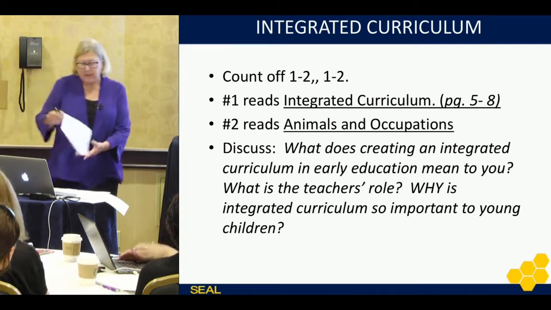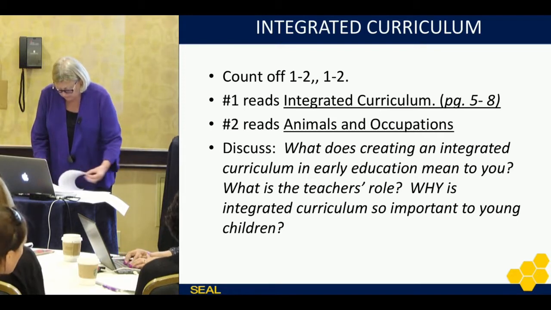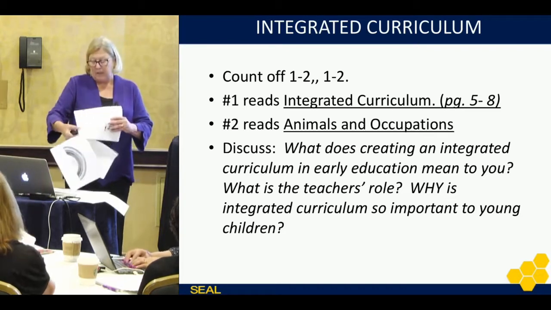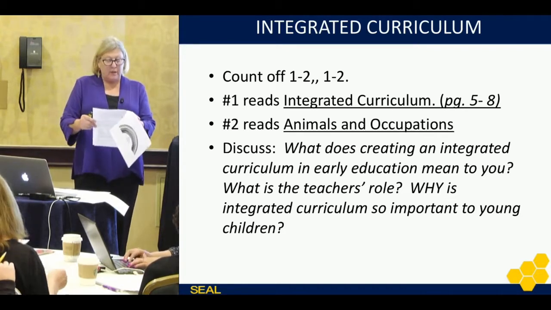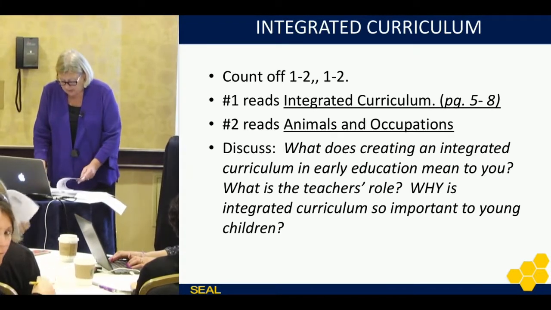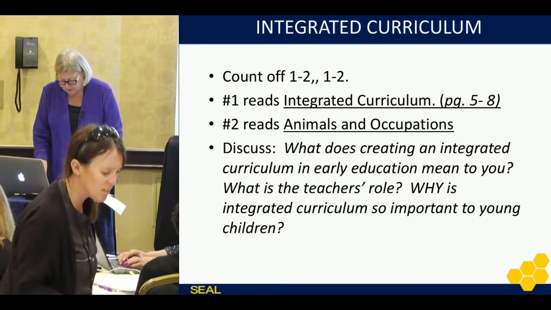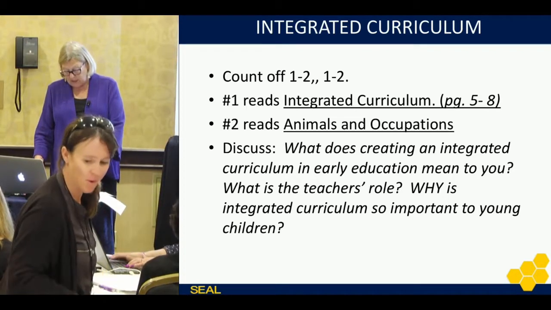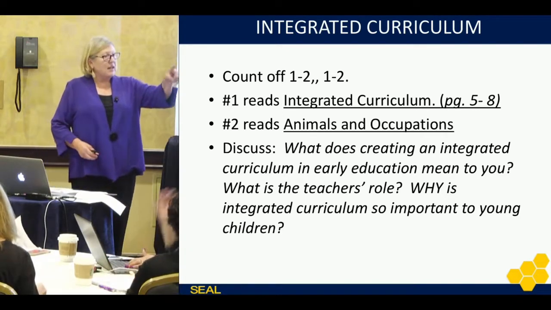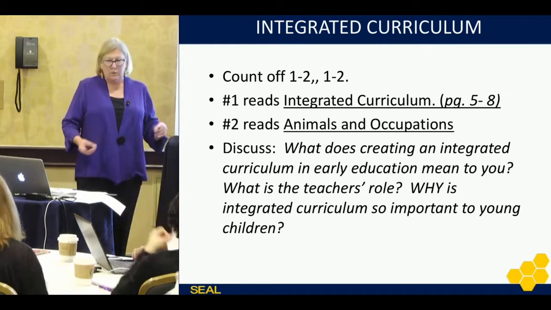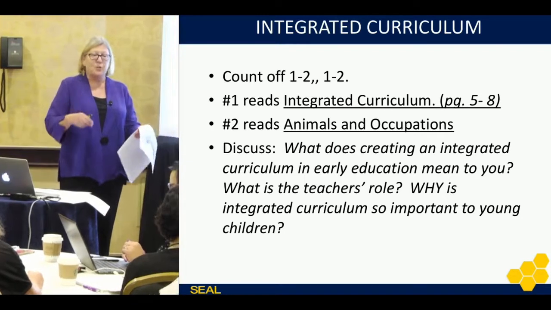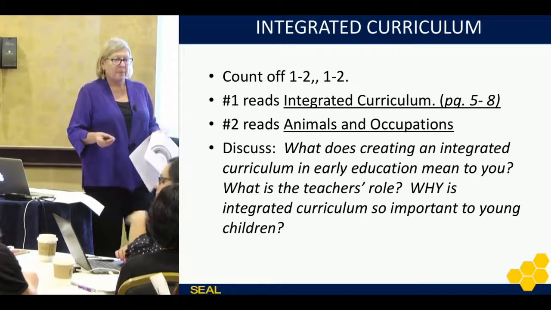So in your packets, you might want to number your pages, but right after the rainbow, there's an article on integrated curriculum, and this is straight from the California Preschool Curriculum Framework. That's a 4-pager. Behind it is an article called Animals and Occupations, Why Theme-Based Curricula Work, and that's a 2-pager. I'd like you to just count off around your table, 1, 2, 1, 2, 1, 2, so you know which one you're going to read, and so we have at your discussion group people that have read each of them.